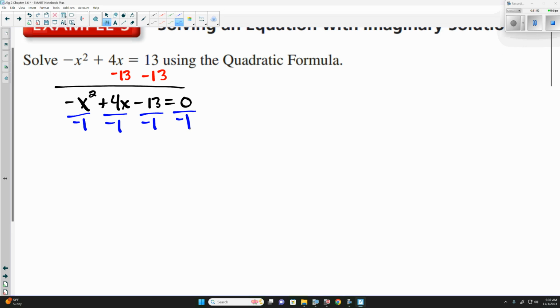Because I can divide every term by negative 1. Because negative x squared divided by negative 1 makes it x squared. 4x divided by negative 1 is negative 4x. Negative 13 divided by negative 1 is plus 13 is equal to 0. Doing this helps us because the value of A is now 1. The value of B is now negative 4, and the value of C is 13.